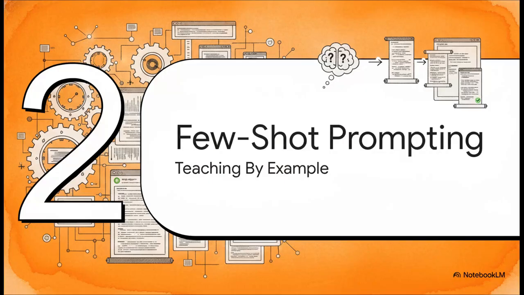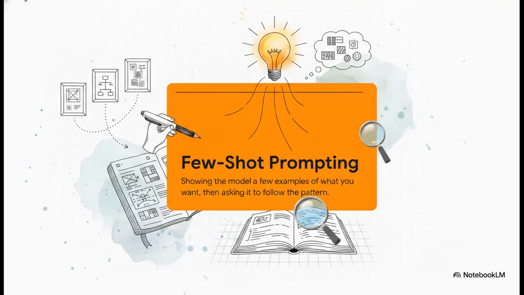All right, moving to number 2, teaching by example, few-shot. But what happens when the LLM just isn't grasping the specific format you want? That brings us to few-shot prompting, which is essentially teaching the LLM by example. Instead of just giving it raw instructions, you show the model a few examples of your ideal output, and then you ask it to follow that exact same pattern. You're basically handing it a strict blueprint to follow.